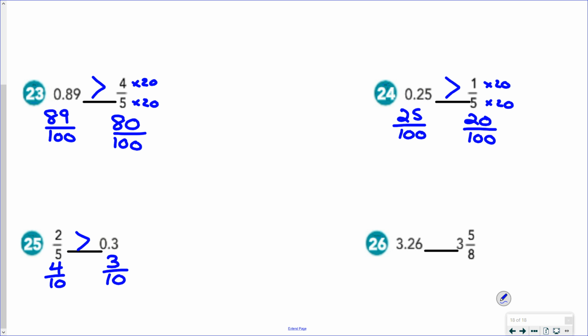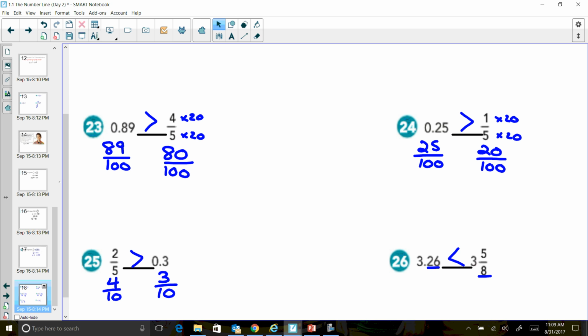And finally, for 26, if we look at 26 hundredths, we know that that's less than 1/2. If we look at 5/8, we know that's greater than 1/2. Well, a number that's less than 1/2 is going to be less than a number that's greater than 1/2. So this was today's lesson, our second lesson on number lines. And as always, I hope this helps.